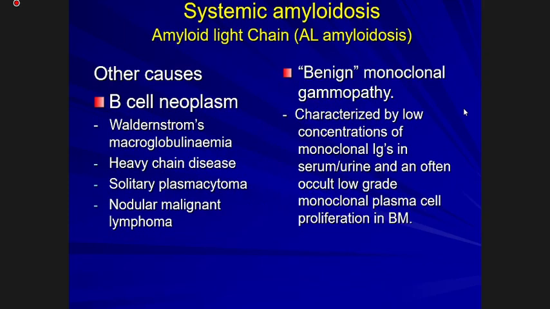The previous slide, yeah, this one. It's still amyloid light chain, right? We say the amyloid light chain comes from light chain protein. So what produces this light chain are your plasma cells. So your plasma cells come from your B cells.